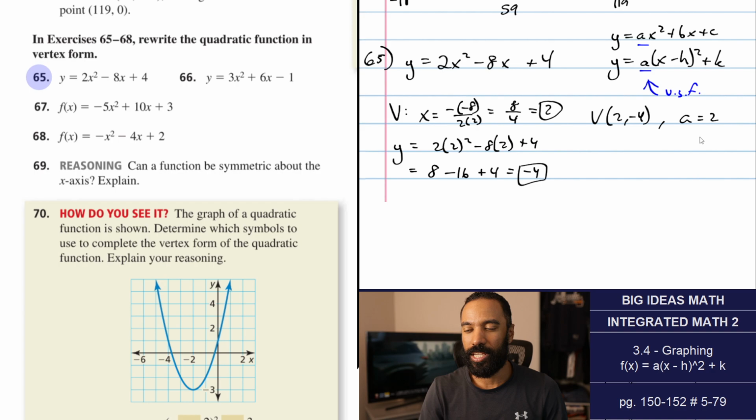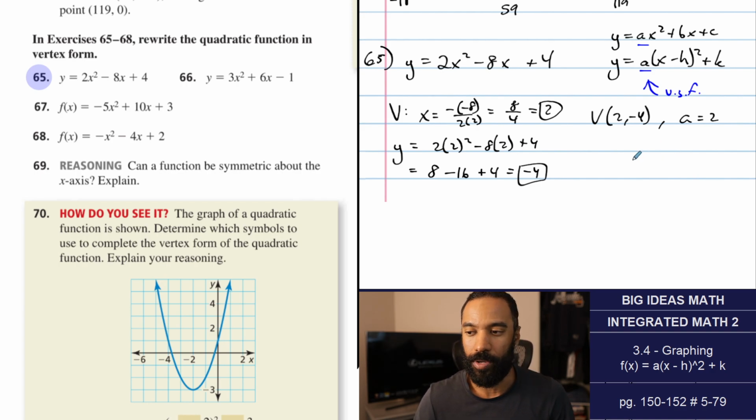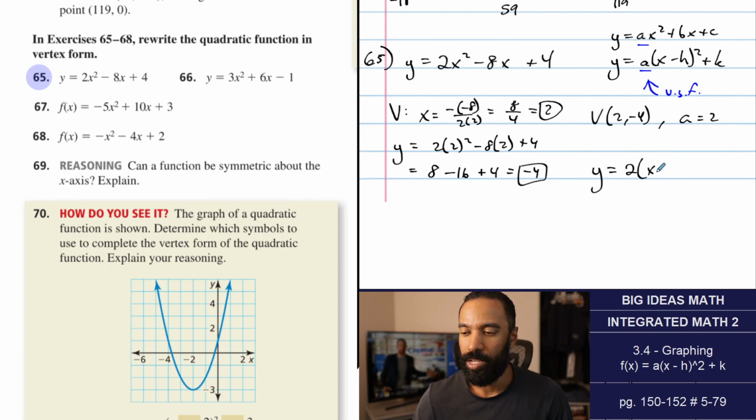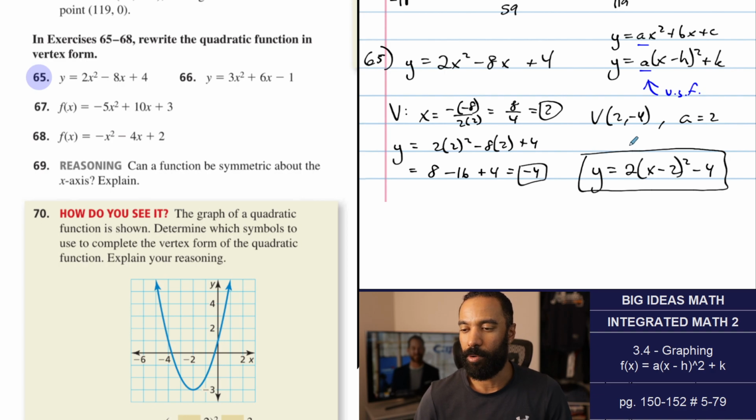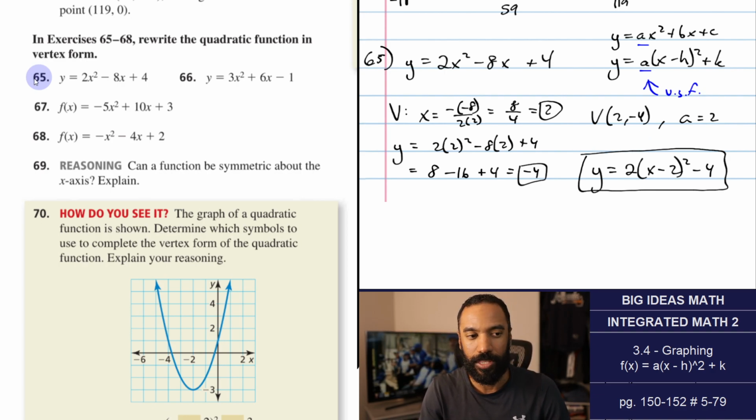So we know h, k, and a. That's the important part. We know h, k, and a. So this is going to be y equals 2 times x minus 2 quantity squared minus 4. That is the vertex form equivalent of that. You can use negative b over 2a to find it and then insert them into the equation. They do represent your h and k.